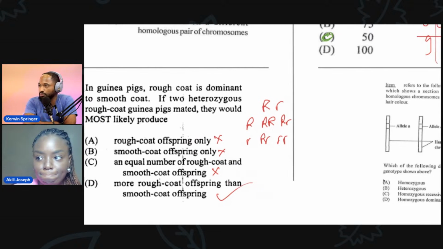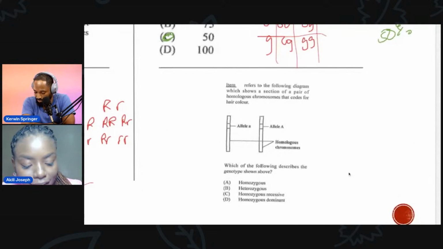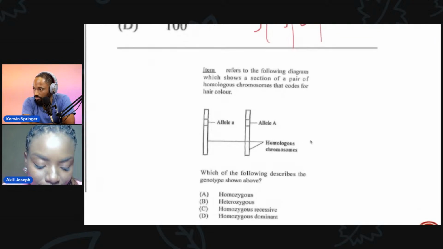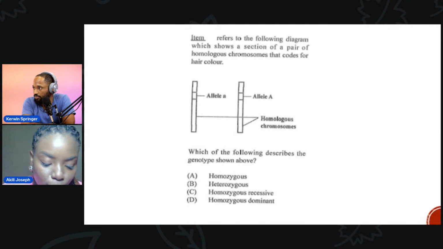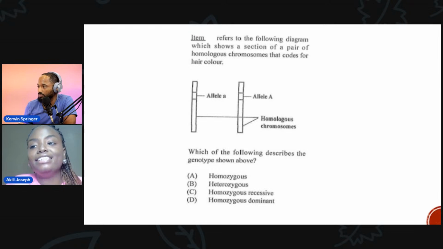Nice. Last. The item refers to the following diagram, which shows a section of a pair of homologous chromosomes that code for hair color. Which of the following describes the genotype shown above? Easy. Well, I say easy just because we kind of just discussed it.